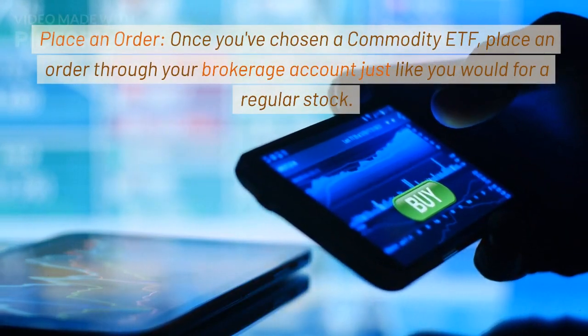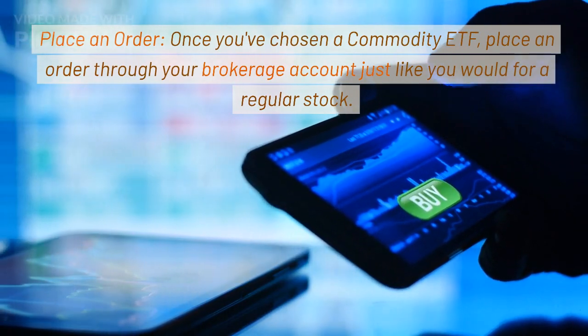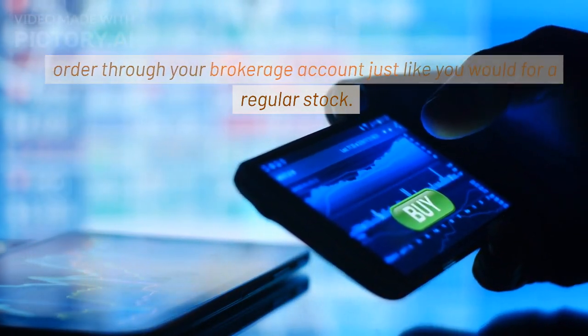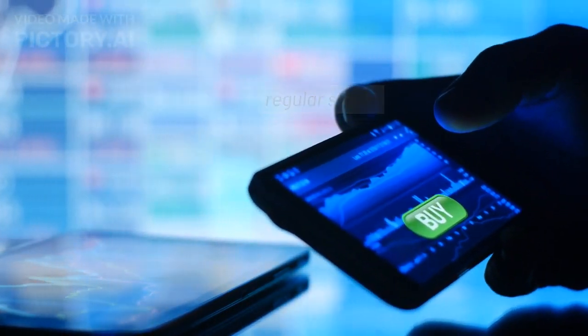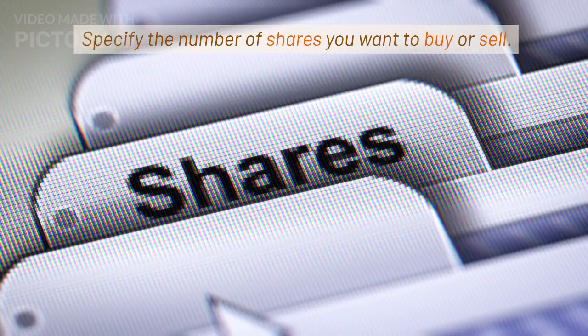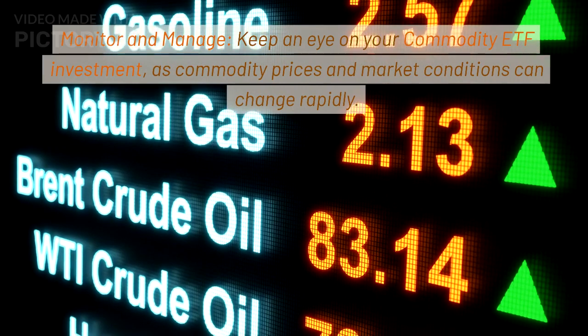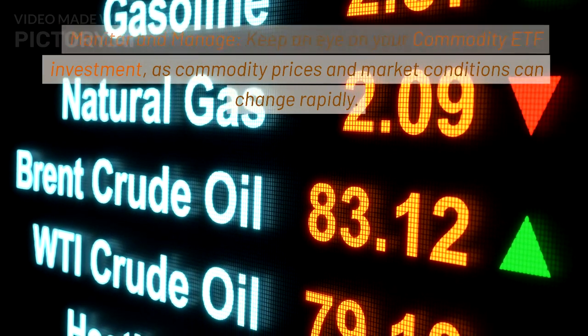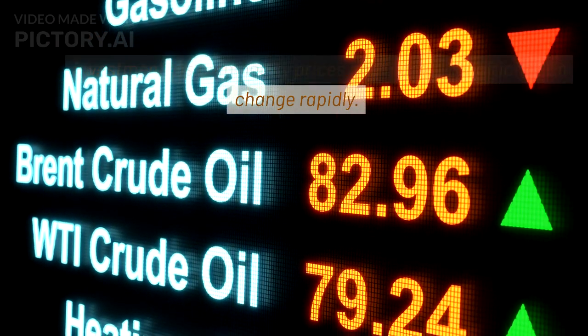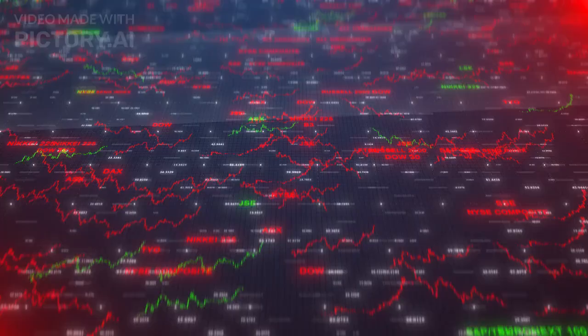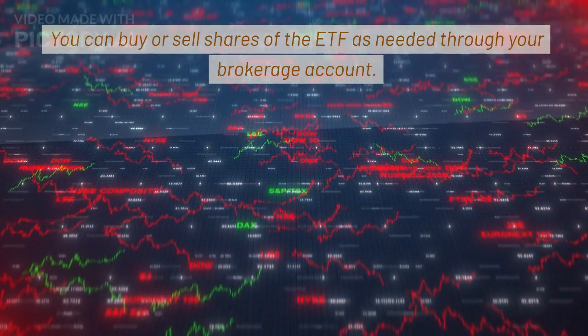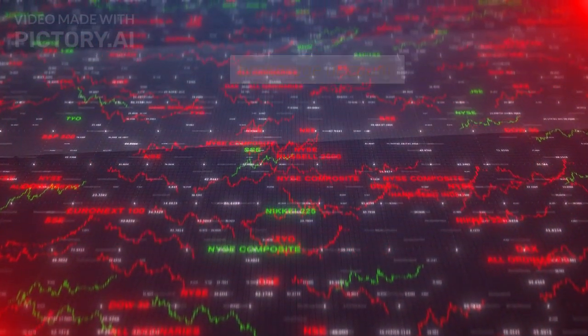Place an order. Once you've chosen a commodity ETF, place an order through your brokerage account just like you would for a regular stock. Specify the number of shares you want to buy or sell. Monitor and manage. Keep an eye on your commodity ETF investment, as commodity prices and market conditions can change rapidly. You can buy or sell shares of the ETF as needed through your brokerage account.